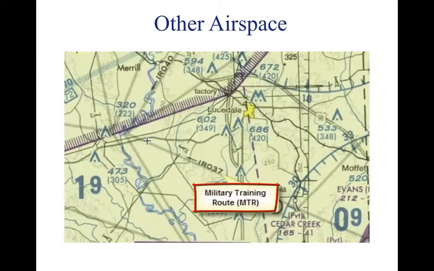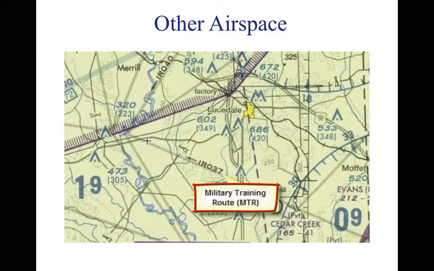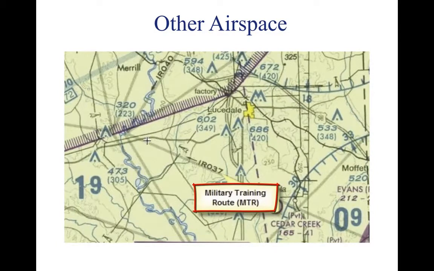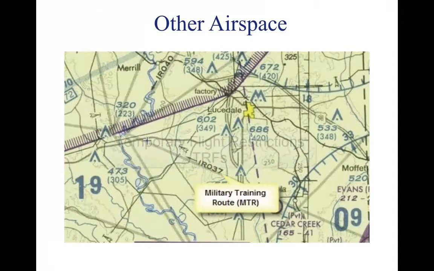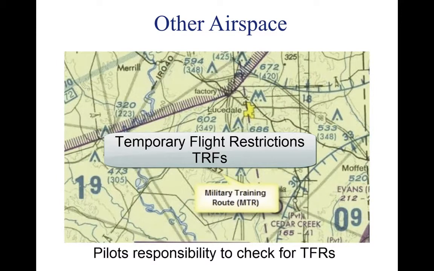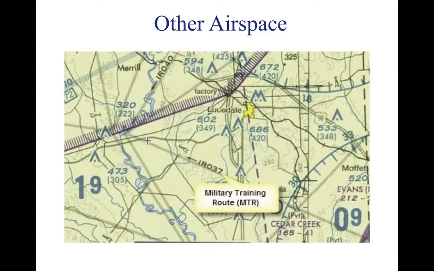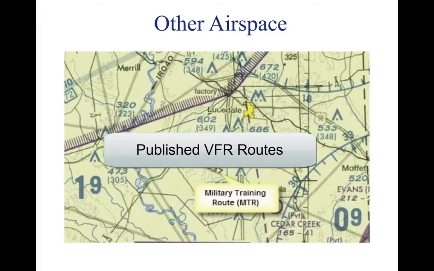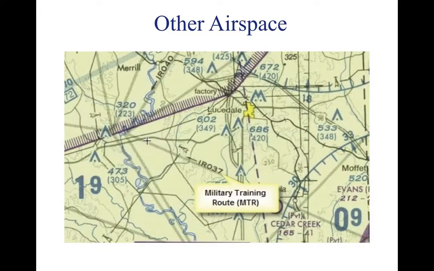Military training routes, pictured above, are routes established typically below 10,000 feet but above 1,500 feet above ground level and at speeds in excess of 250 knots. Temporary flight restrictions are temporary restrictions around areas to protect people and property from damage or make an area less congested for emergency aircraft. It is always a pilot's responsibility to make sure there are not TFRs in the area they are flying. Published VFR routes are VFR routes that transition under, around, or through complex airspace.